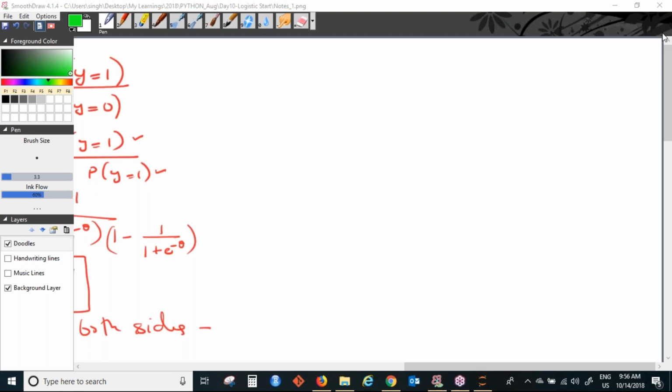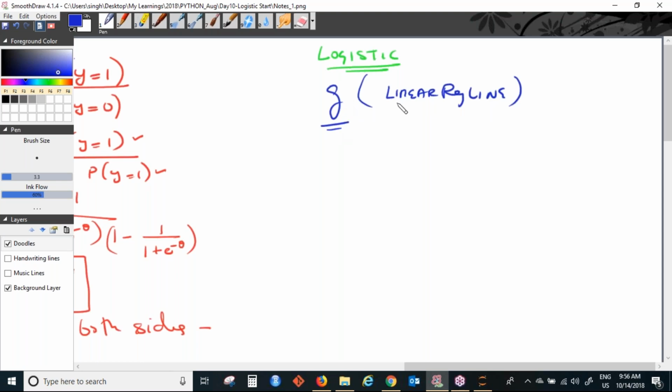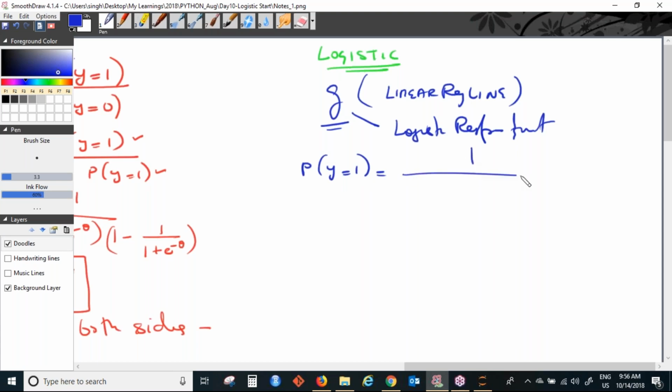Okay, so what did we see in logistic regression? We saw that logistic regression is just an extension of linear regression. Okay, we take the linear regression line, and we apply a function on top of it. This function is called the logistic response function. Okay, so this function gives you the probability of y is equal to 1 as a function of this, where theta is your linear regression line.